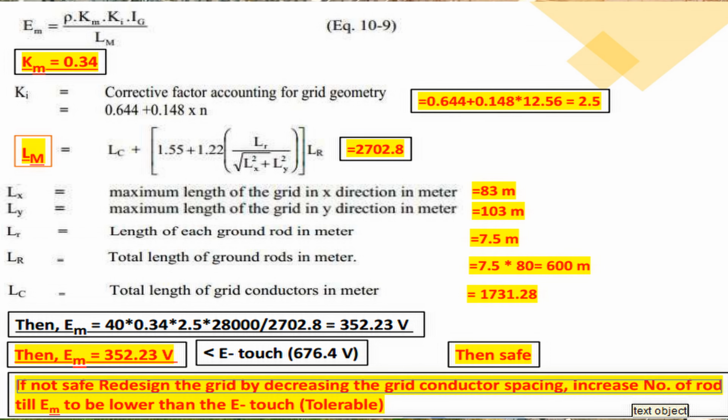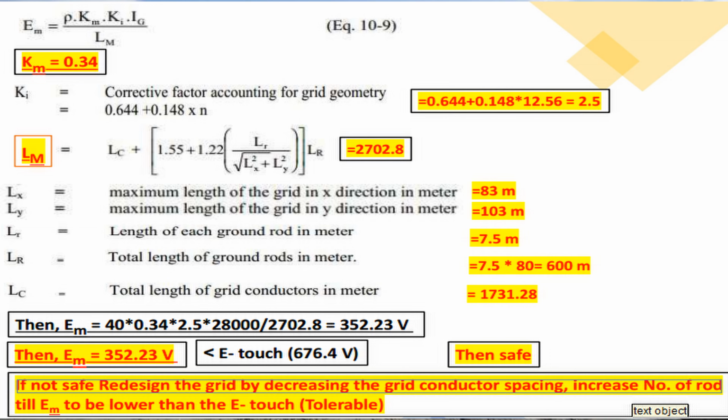The effective buried length L_M for a grid with 80 ground rods, each 7.5 meters long, and a total grid conductor length of 1,731.28 meters, is calculated to be 2,702.8 meters. Using these values, with a soil resistivity of 40 ohm meters and a grid current of 28,000 amps, the mesh voltage E_M is calculated as 352.23 volts.